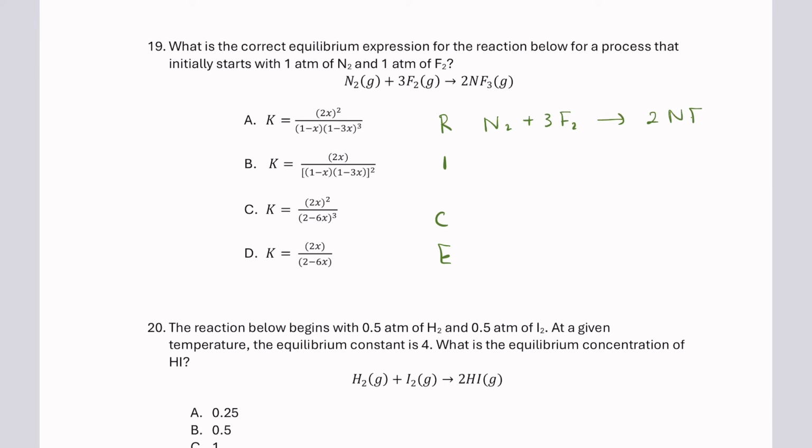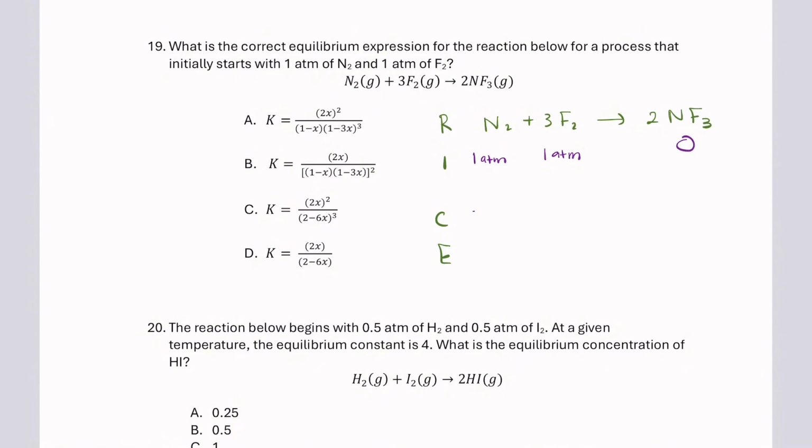So to set up the RICE table, R is at the top. It stands for reaction. So in that top row, I write out the reaction that's happening. Then we move into the initial row. Nitrogen gas is present. It has 1 atmosphere. Fluorine gas also 1 atmosphere. And our product starts at 0 because none is present. It doesn't give us any information about there being product.